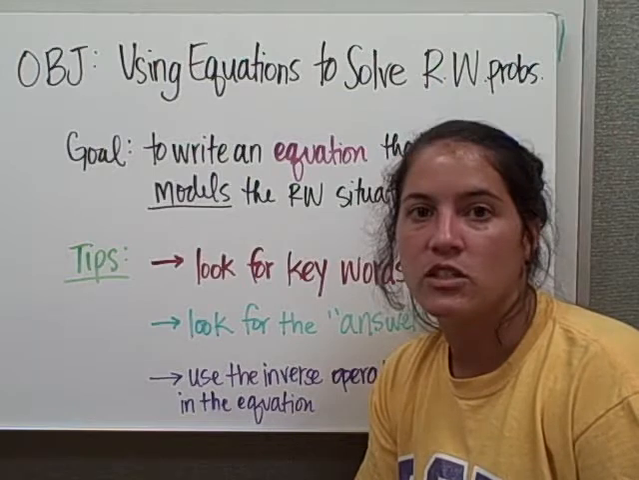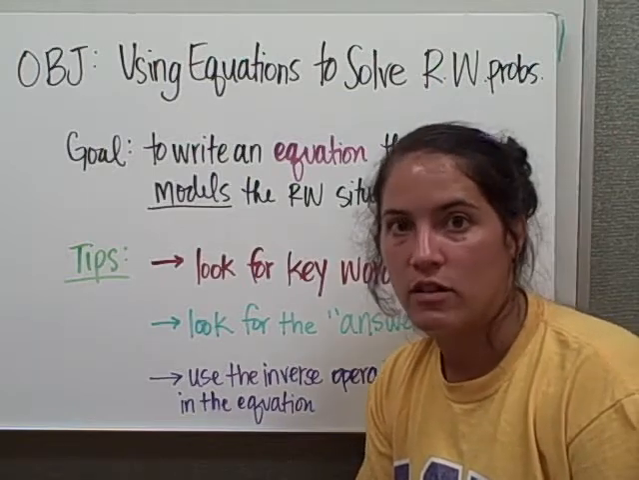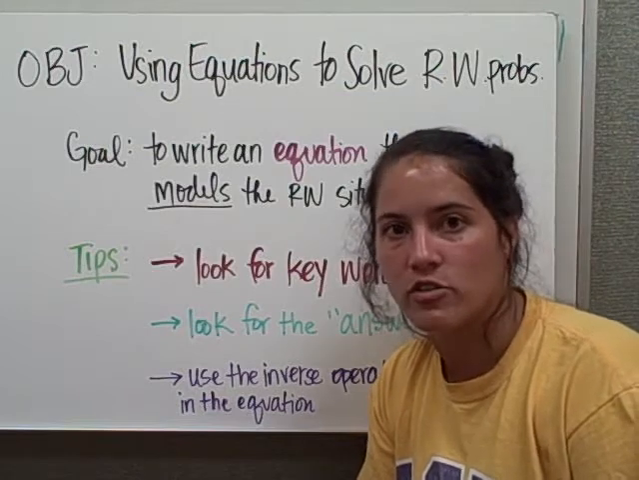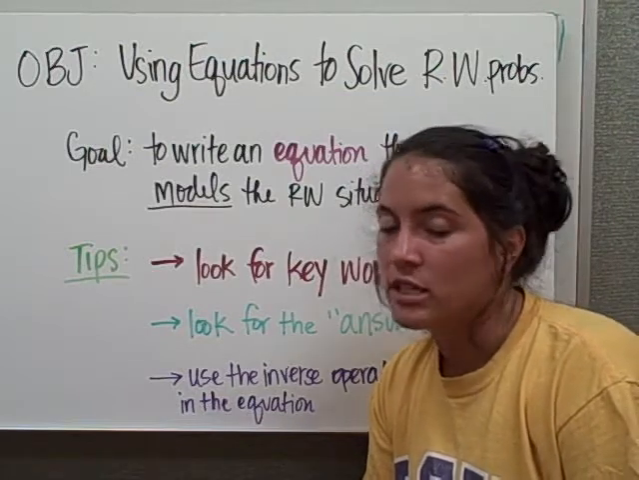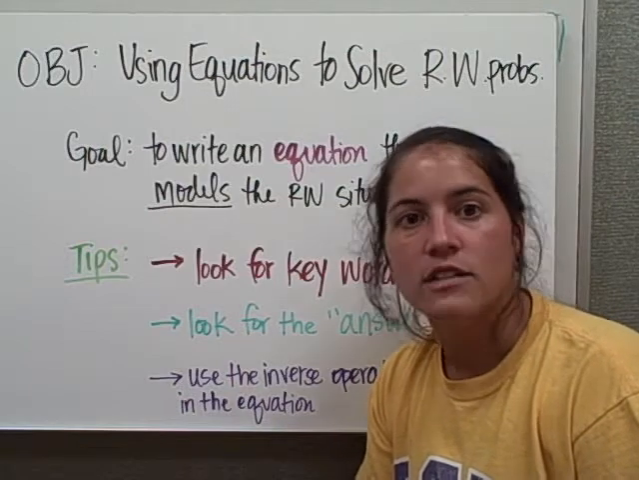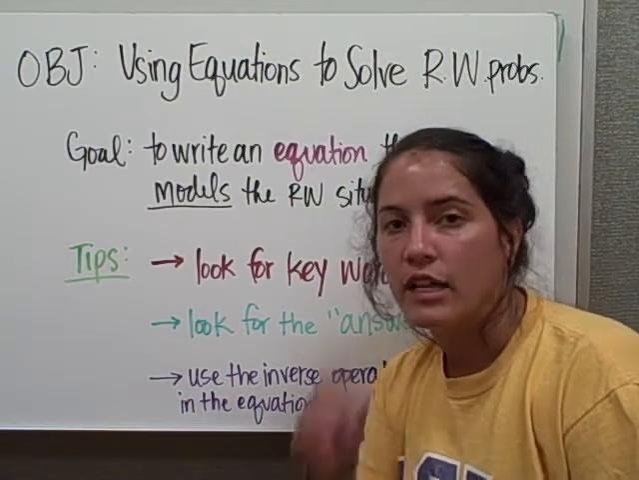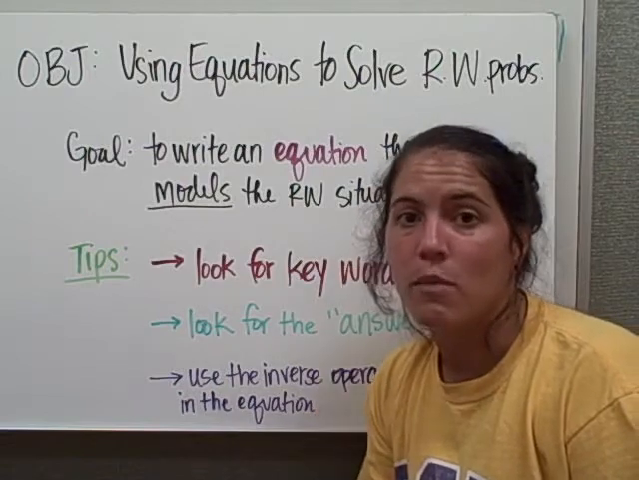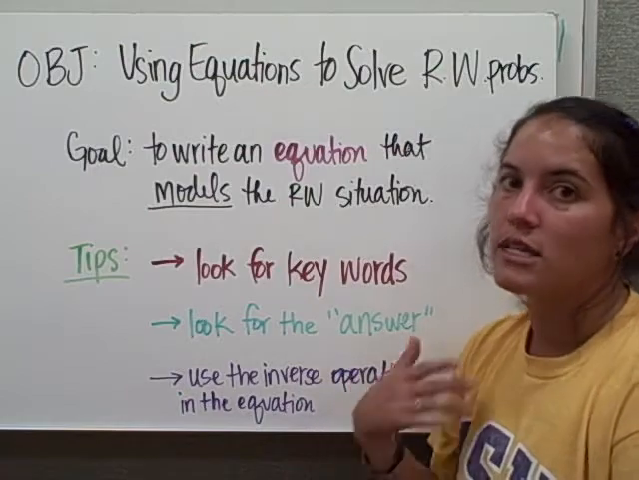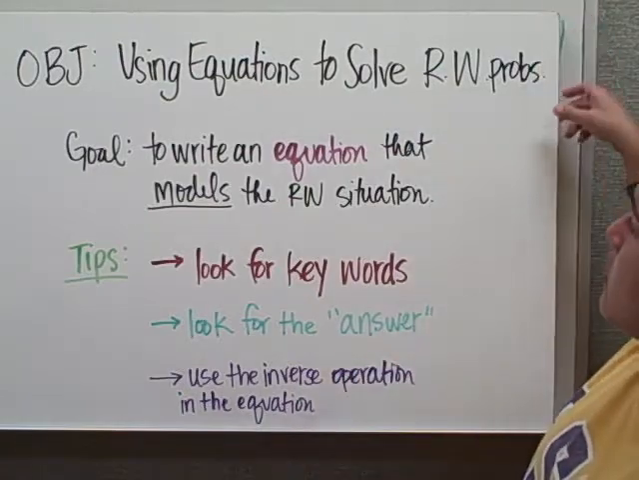So let's just pretend you know that you need to add to get the answer. That means the equation must have subtraction in it, because the inverse of subtraction is addition. Just like let's pretend there's a word problem and you know that you need to divide to find the answer. Well, if you divide to find the answer, that must mean multiplication has to be in the equation. So I'm going to show you some of these tips to help you write an equation to represent a word problem.